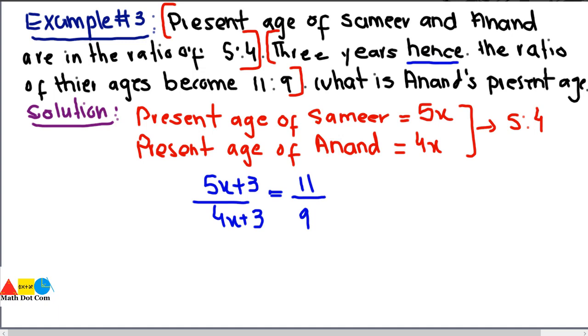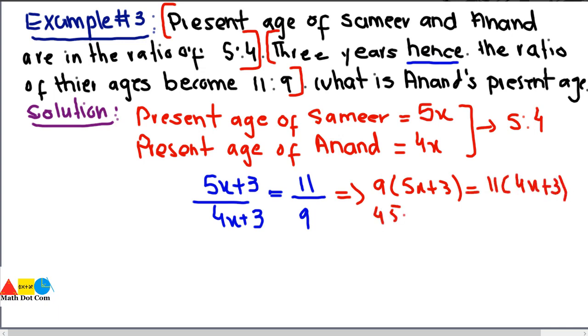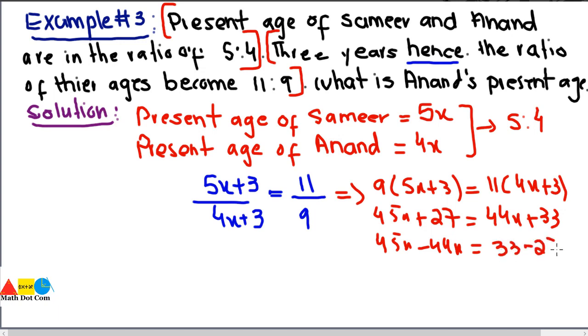So let's solve by using these two. We just need to simplify it: cross multiply, 9 into 5x plus 3 equals 11 into 4x plus 3. So 45x plus 27 equals 44x plus 33. Now combine the like terms. So 45x minus 44x equals 33 minus 27. So it means x is equal to 6.